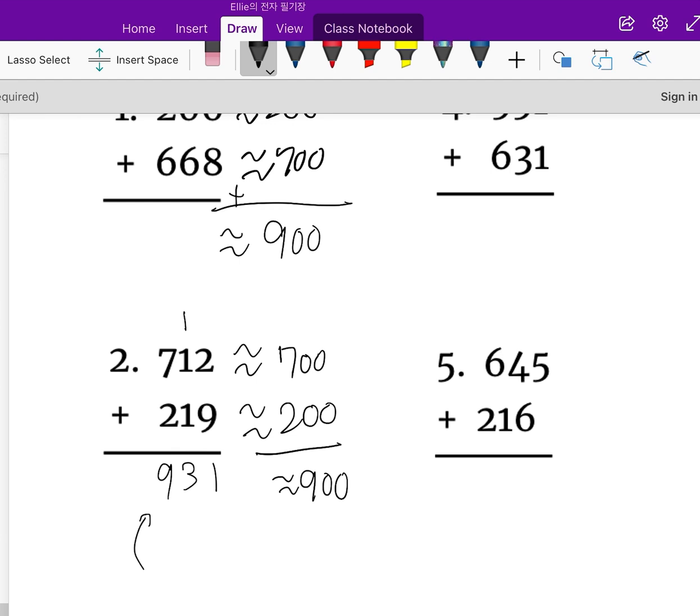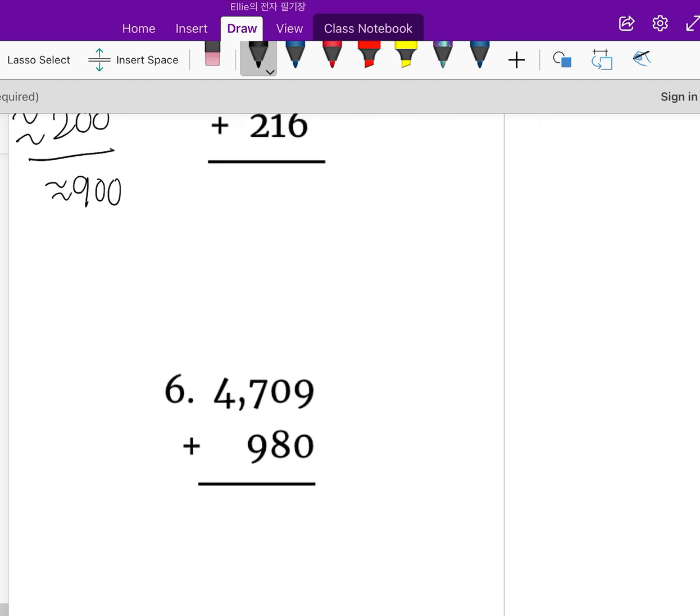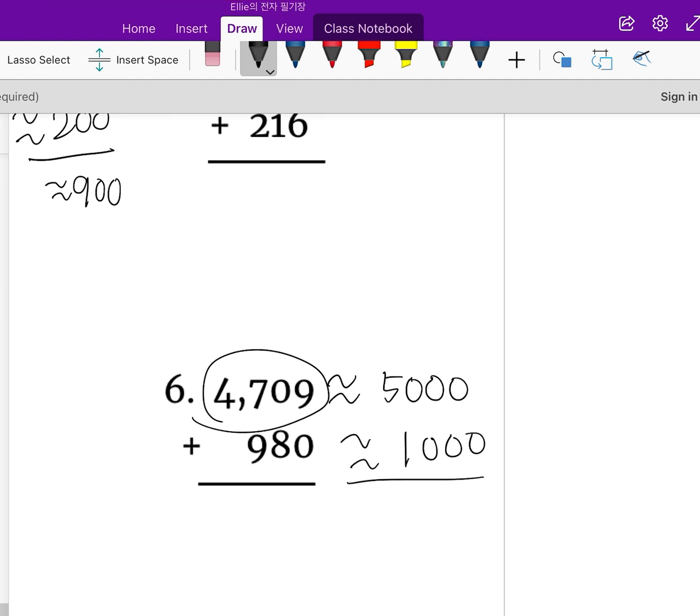And number 6, we have 4,709 plus 980. So we're gonna round 4,709 to 5,000, because it's closer to 5,000 than it is to 4,000. And for 980, we're gonna round it up to 1,000. So we're gonna add them together now, and it's gonna be about 6,000.